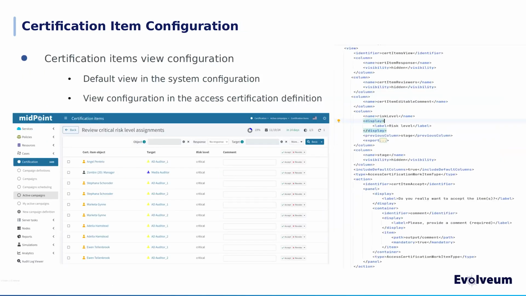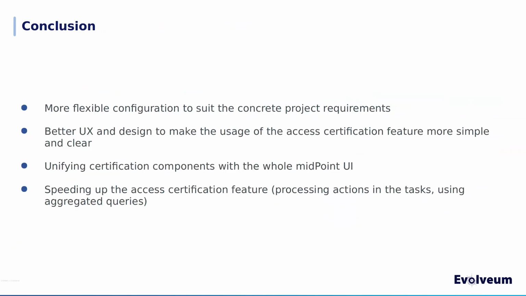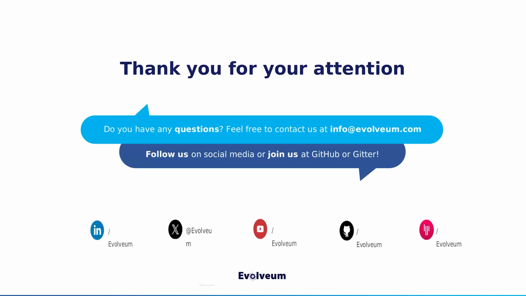The new interface here is also intended to give more clear and understandable information about the campaign. And also on the certification items view page, we saw the possibility to configure the view, and we can configure it either globally for all campaigns or for each campaign definition if needed. As you can see, the recent improvement of the access certification feature in midPoint made it more configurable, more flexible and informative, and more demonstrative.